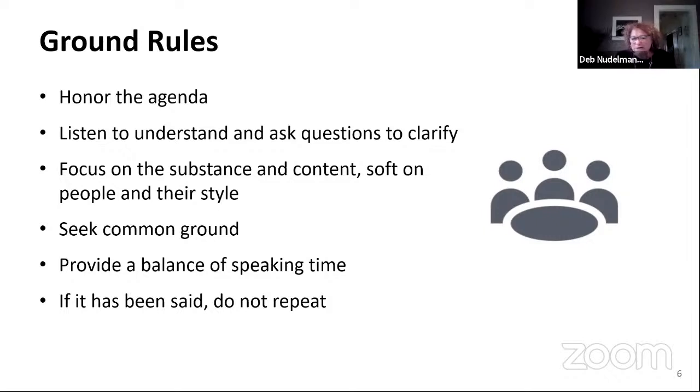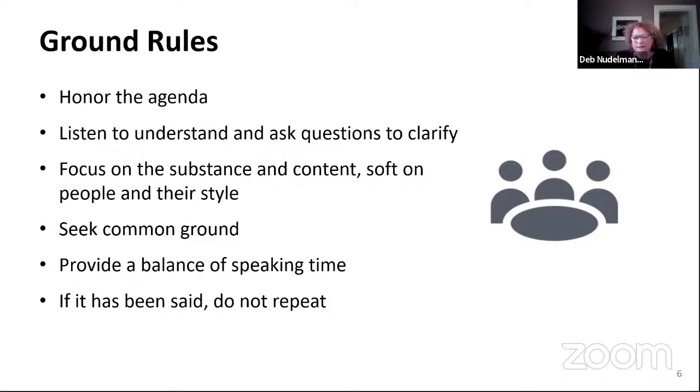Seeking common ground. So differences of opinion and conflict are actually helpful. It helps in that diversity of opinion to understand and build the strongest outcomes. And at the same time, let's look for those opportunities and name them when you see them.